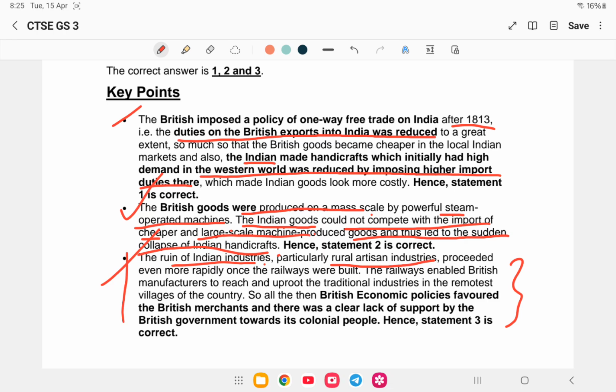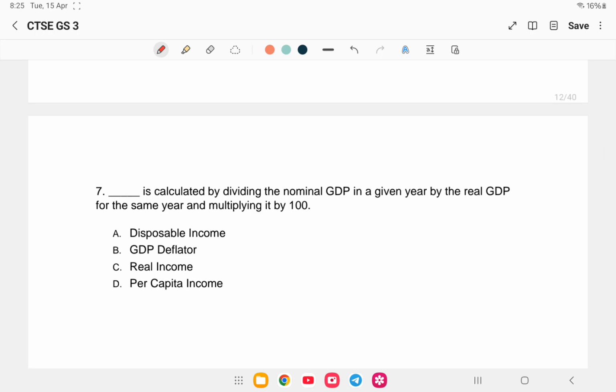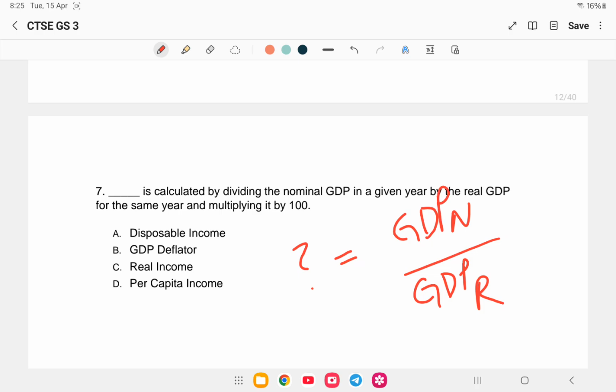So next question. Question number 7. The blank is calculated by dividing the nominal GDP in the given year by real GDP of the same year and multiplying by 100. So what is the answer? Is it disposable income, GDP deflator, real income, or per capita income? That is calculated by dividing nominal GDP by real GDP and multiplying by 100. So GDP deflator, option number B.